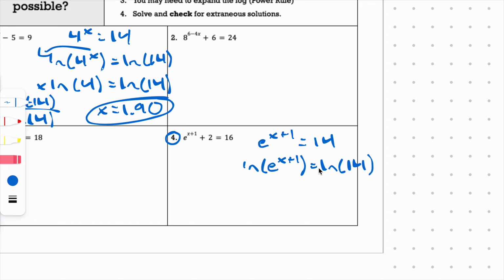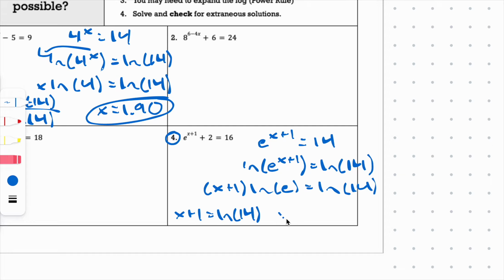And then we do what we did before, take that exponent of our argument and put it out in front. So I'm going to rewrite this as x plus 1 times ln of e equals ln of 14. Now, what is ln of e? Let's just think about it. Well, what is ln in the first place? That's log base e. We just write it as ln, the natural log. So log base e of e, that's essentially saying e to what power equals e. And so essentially all that's to say is ln of e equals 1 because e to the first power is e. So we can just rewrite this as x plus 1 equals ln of 14.